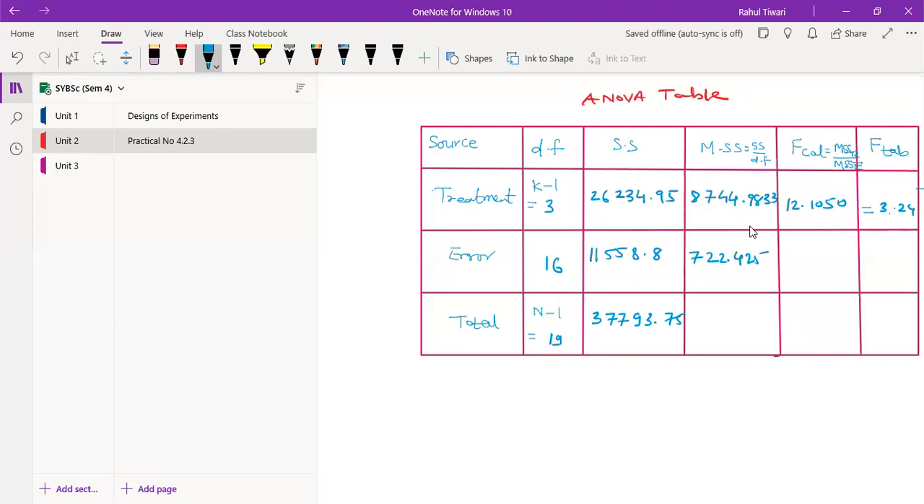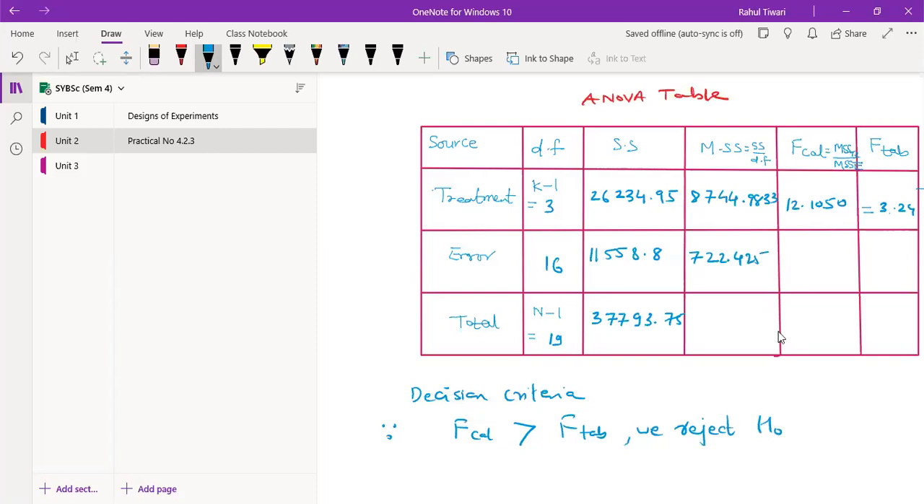And based on the decision criterion, what is your conclusion? Go to the chat box and write the conclusion. Reject H naught, since F calculated will be greater than F tabulated. So we reject H naught.